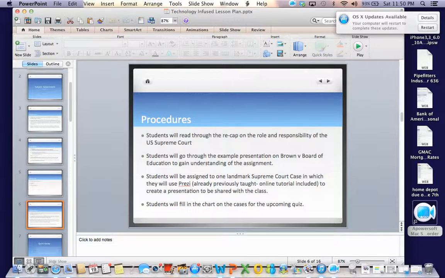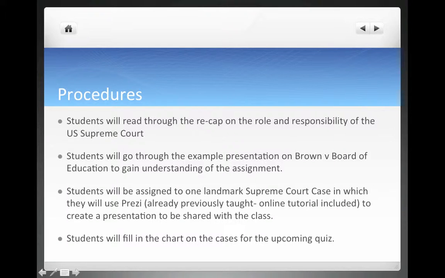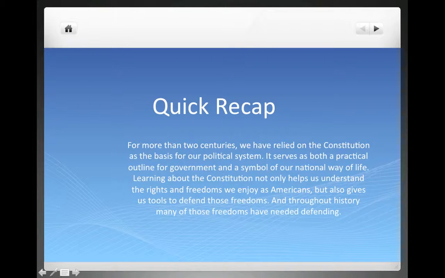Alrighty, I guess I could be in presentation mode right now. Okay. All right, so this is the quick recap to familiarize them with the three branches of government and the role the judicial branch plays, as well as the U.S. Supreme Court. So, for more than 2 centuries, we've relied on the Constitution as the basis for our political system.